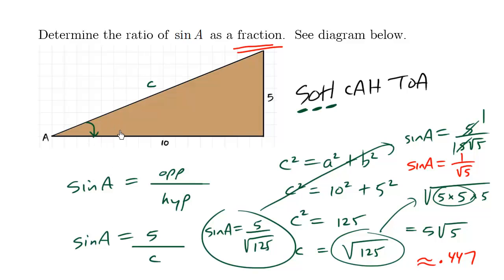So a common error in this question is to simply find the angle. We're not asking for an angle. We're asking for the ratio of sine of A. So we're not trying to solve A, we're trying to solve sine of A.